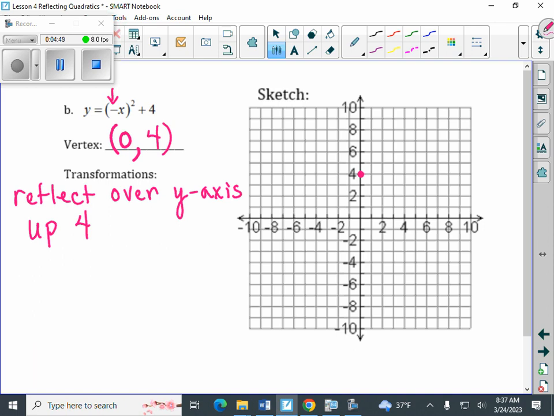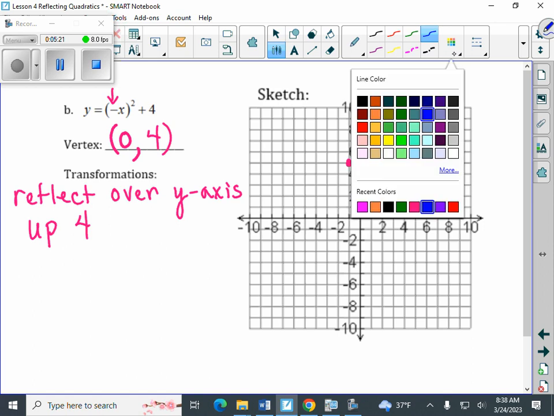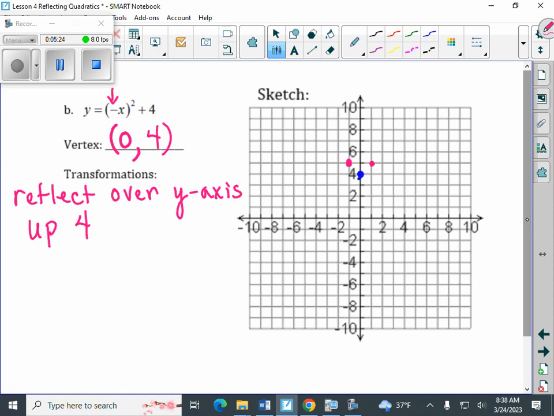The thing about reflecting over the y-axis is you can't see the reflection. What happens is we follow the same pattern. One space to the right, one up, but we're going to reflect it over the y-axis. So technically this point lands here because we reflected it over. We go from the vertex, which I just made blue, we're going to go 2 spaces to the right and 4 up. I think I got it. 1, 2, 3, 4, yep.